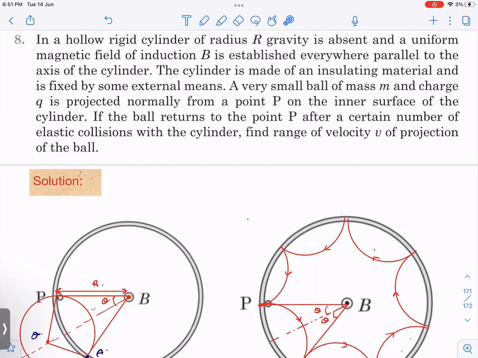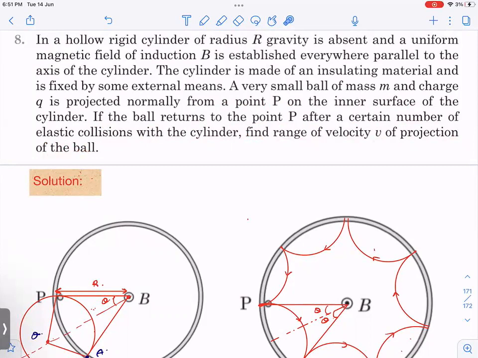So this is the magnetic field coming out of the plane. The cylinder is made of an insulating material and is fixed by some external means. A very small ball of mass m and charge q is projected normally from point P. So this is point P, and from here the ball is projected in this direction on the inner surface of the cylinder. Now, if the ball returns to point P after a certain number of elastic collisions with the cylinder, we have to find the range of velocity v of projection of the ball.